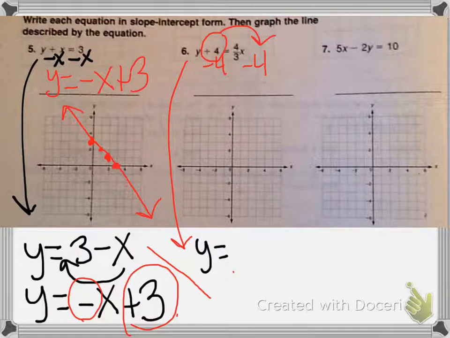So I'm going to end up with y equals 4/3 x minus 4. Now don't let this fraction right here scare you. It's actually just a division problem. It actually makes it even easier than a whole number because now we have our rise over our run. But let's start at the beginning.